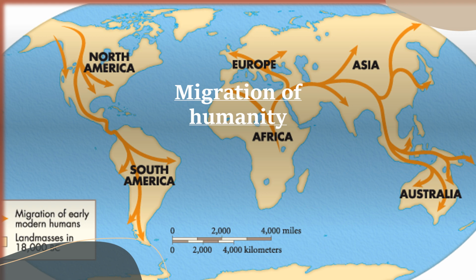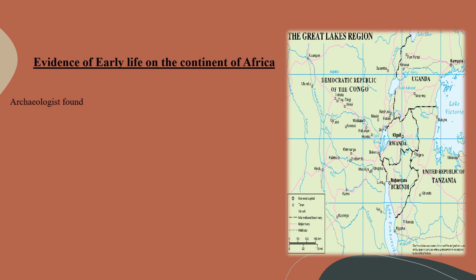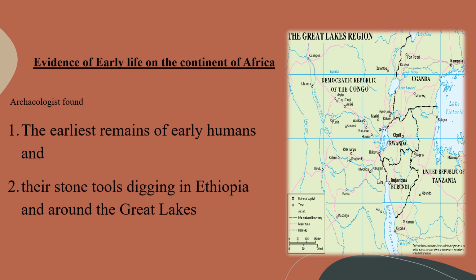This map here shows the path taken out of Africa. About 15,000 BC, our ancestors, yes, our ancestors, started to move out of East Africa, migrating into Asia and moving across the continents using the ice bridge at the Bering Strait. The remains of early humans and their stone tools dug up in Ethiopia and around the Great Lakes were some of the evidence found by archaeologists that supports that early life actually existed on the continent of Africa.